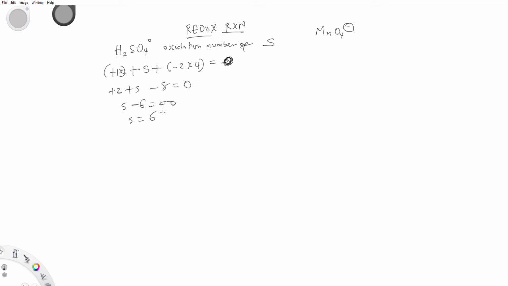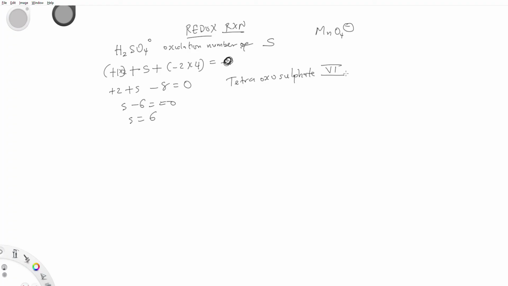And that is why you call this tetraoxosulfate 6. I know you're like, ooh, that's where the 6 comes from. Yeah, that's where the 6 comes from. The 6 is the oxidation number of sulfur. That's why it is sulfate 6.